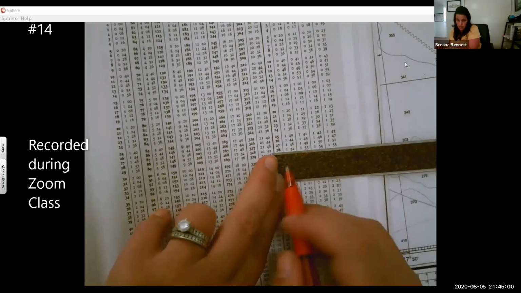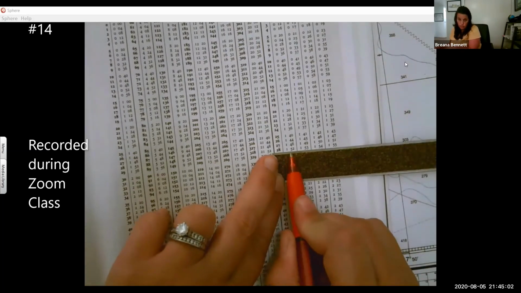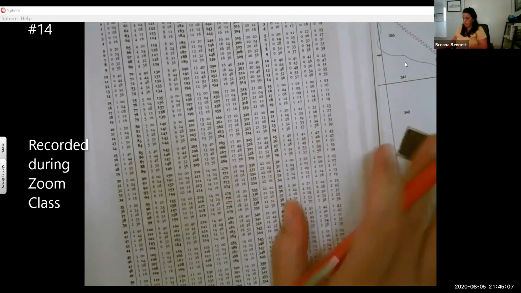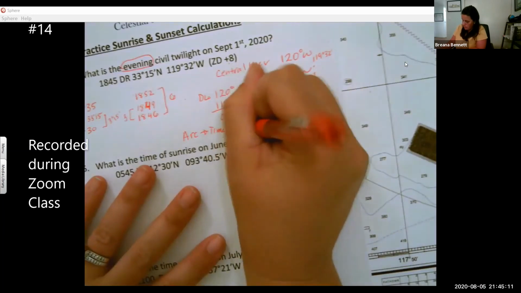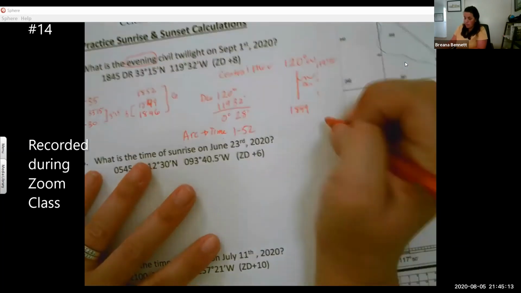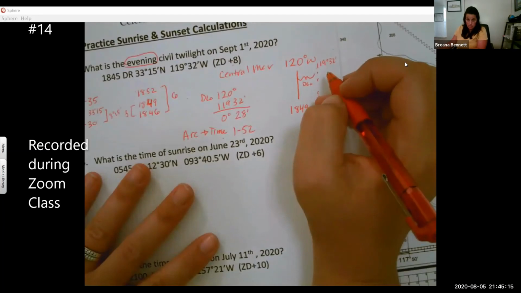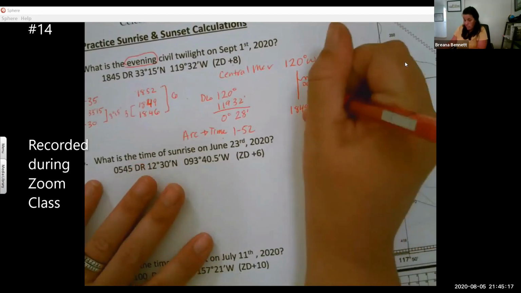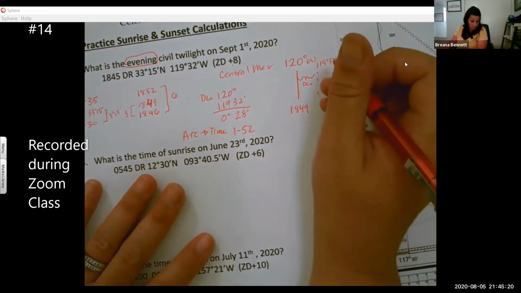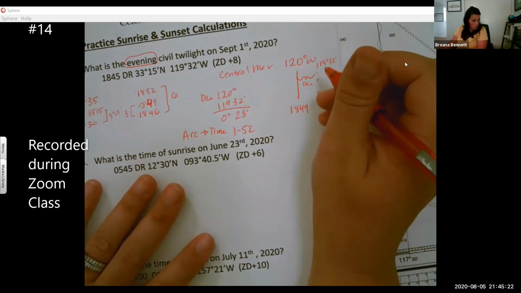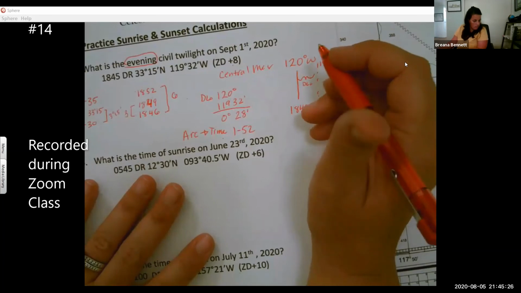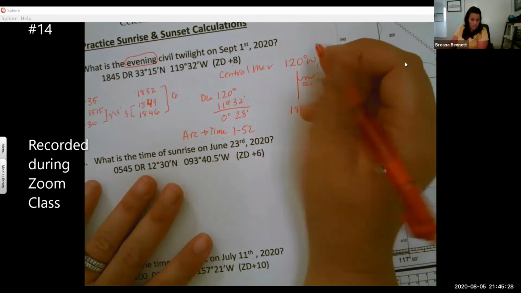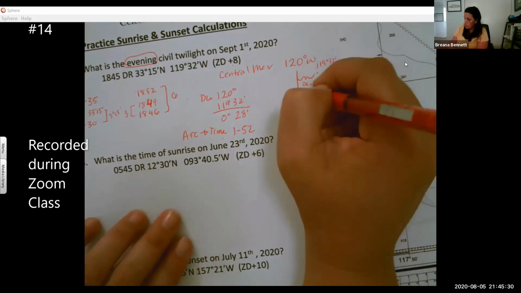I have 152, so I guess I'll write that 152. I'm going to call it 2 minutes. Actually, can I estimate it on here? Yeah, I did. Okay, so I'm going to say my 2 minutes.